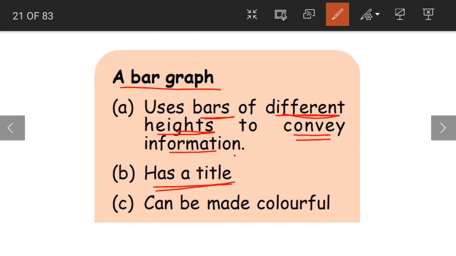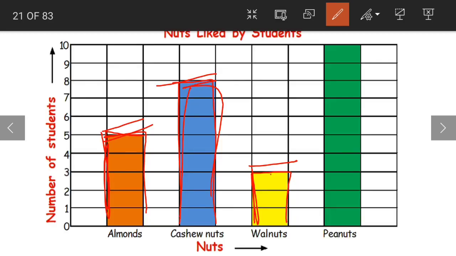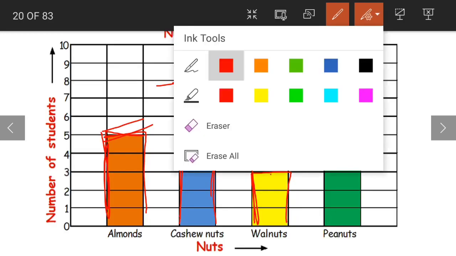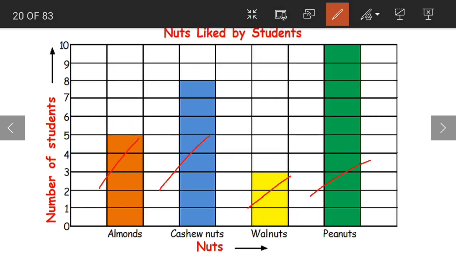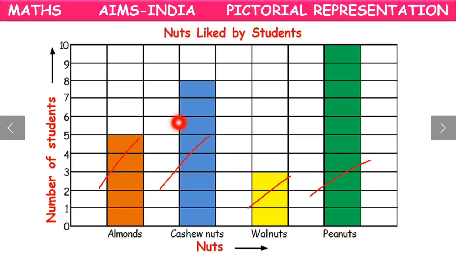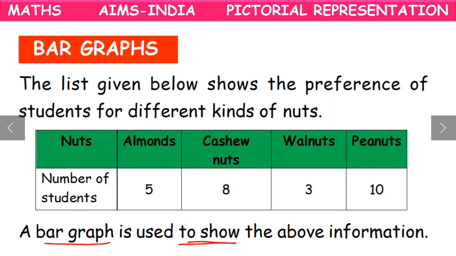Again, a bar graph also has a title, and a bar graph can be made colorful. See how colorful our bar graph is? We have orange, blue, yellow and green colors. So a bar graph uses bars of different heights to present the information. It has a title and it looks interesting because it can be made colorful.